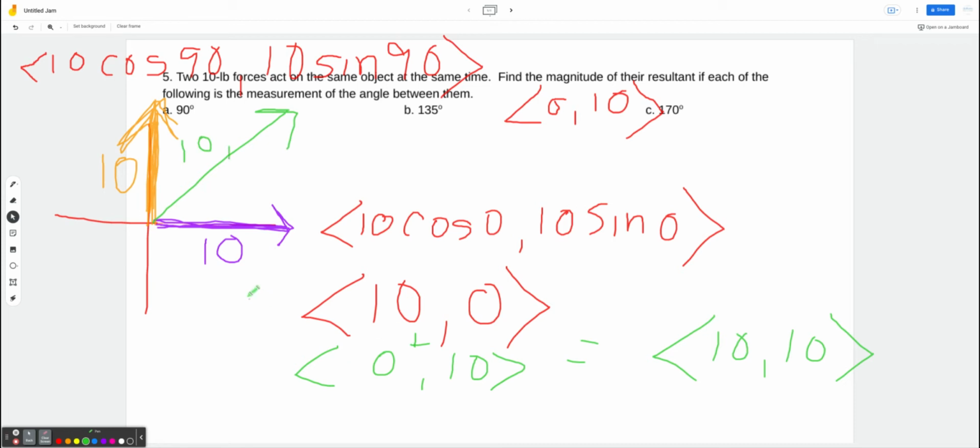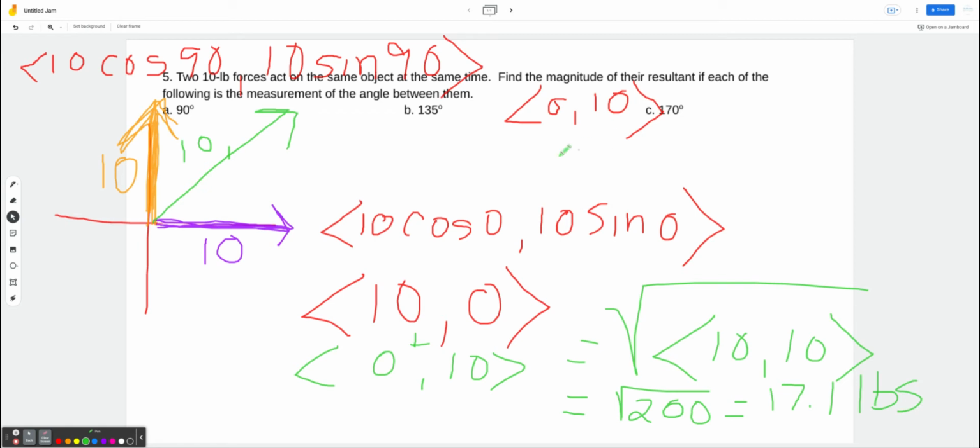Okay, now what do they want? They want the magnitude of the resultant. Yeah, so they just want the size of this. So that's going to be the square root of 200, which is 10 radical 2, or I don't know, like about 17.1 pounds of force. Okay, so that's the first one.